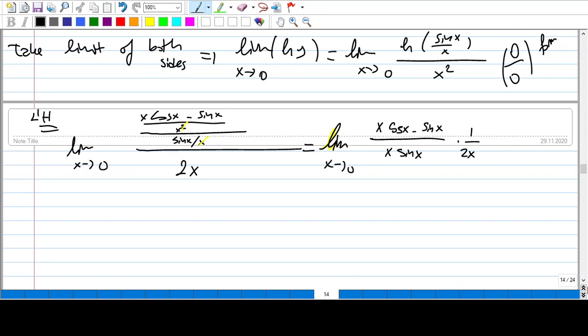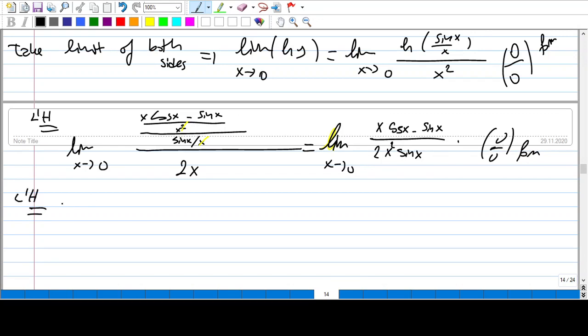Then what do we have? Can we... no, it doesn't make sense. Writing 2x doesn't make sense, so maybe we can keep it as 2 times x squared. So now if you put x is 0, what do we have? 0 minus 0, 0, so it is again 0 over 0 form. It is better to apply L'Hopital one more time.